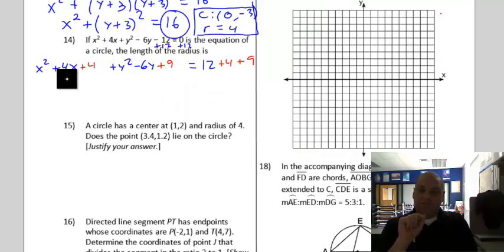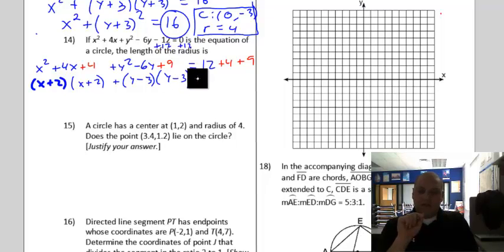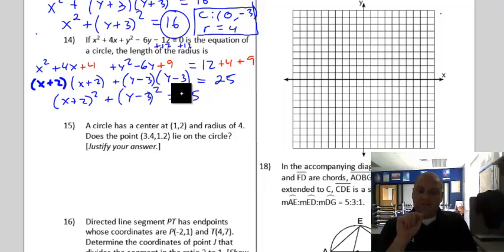All right. And now I'm going to factor. So this is x plus 2, x plus 2. That's how you factor. And then it's going to be y minus 3, y minus 3. And then just combine all this stuff here. 16 and 9 is 25. All right, this is going to be x plus 2 squared plus y minus 3 squared equals 25. So there's my center radius form.